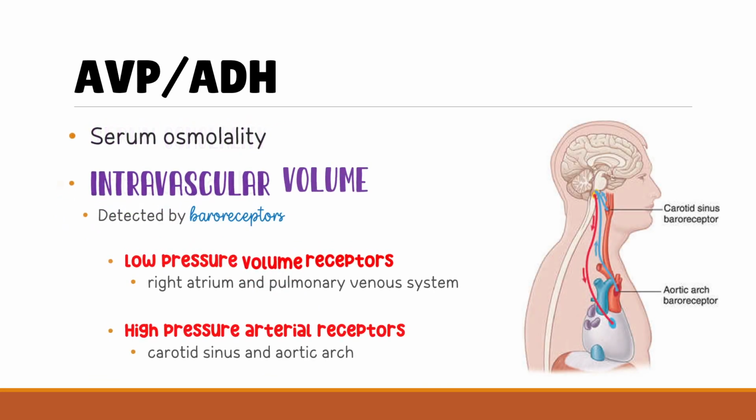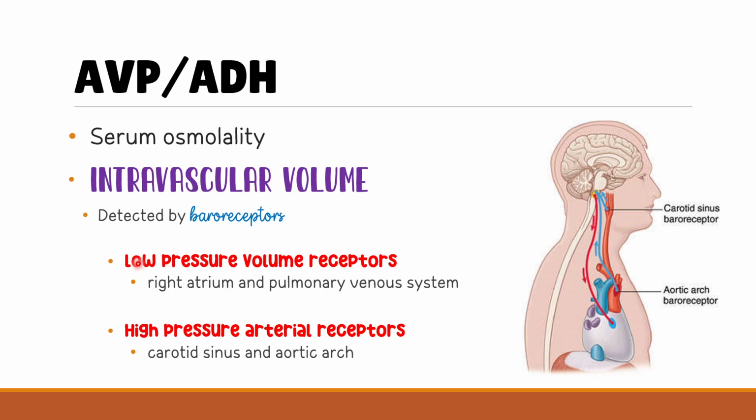Now, how about your intravascular volume? So, kung osmoreceptors for osmolality, baroreceptors for your intravascular volume. And there are two types of receptors here. We have your low pressure volume receptor and your high pressure arterial receptor. So, syempre, depende kung taas or baba yung ating blood pressure, ito po sila yung maa-activate.